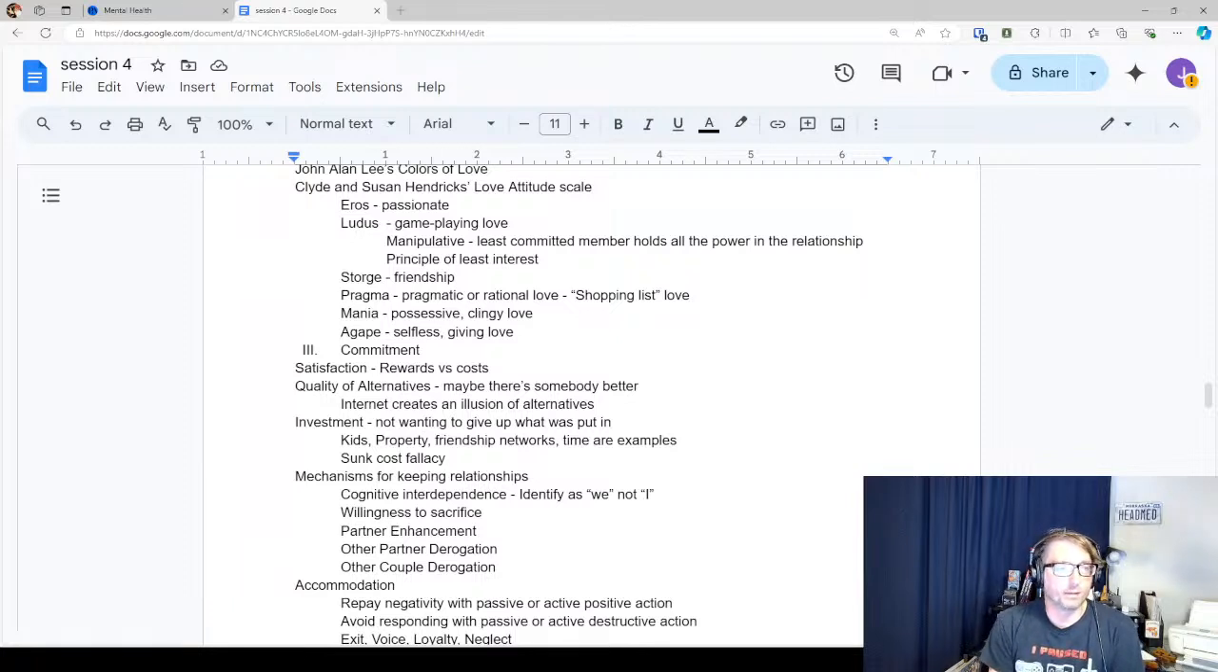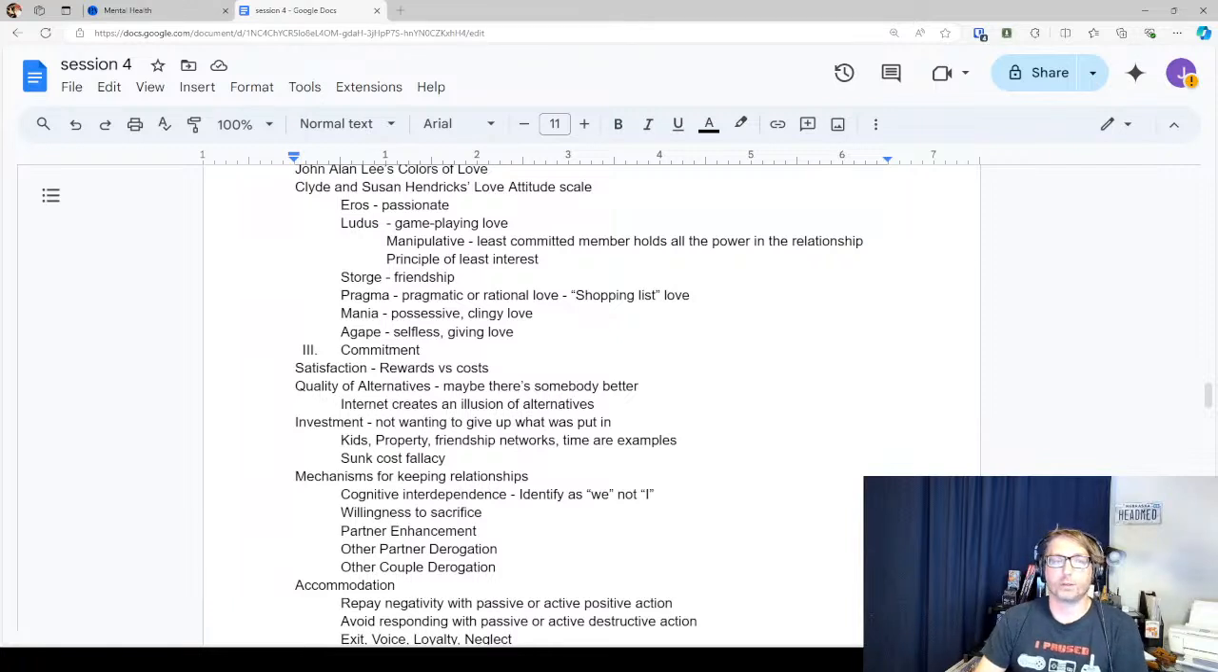Then we have mania. Either way, it's a possessive, clingy love. It's also a dangerous one. It's not really based on reason. Stalking love is like this. Then we have agape, which is the selfless, giving love that's mentioned a lot in the Bible. It's how people perceive figures like Jesus to have that selfless love, where they're willing to sacrifice and not ask too much in return.